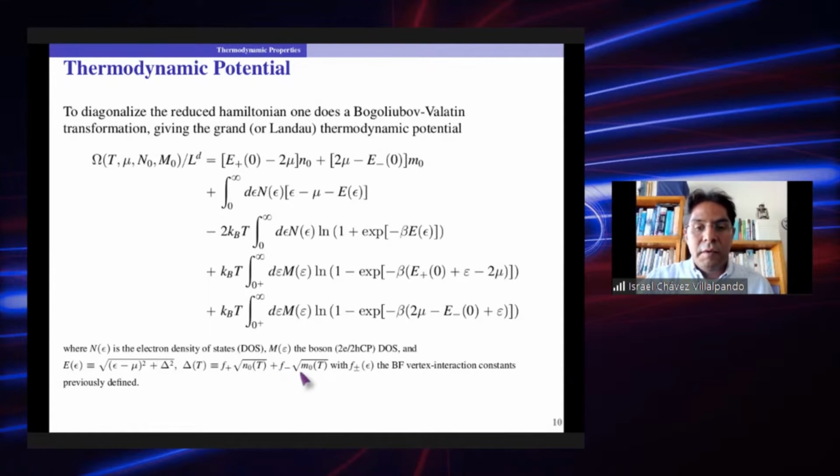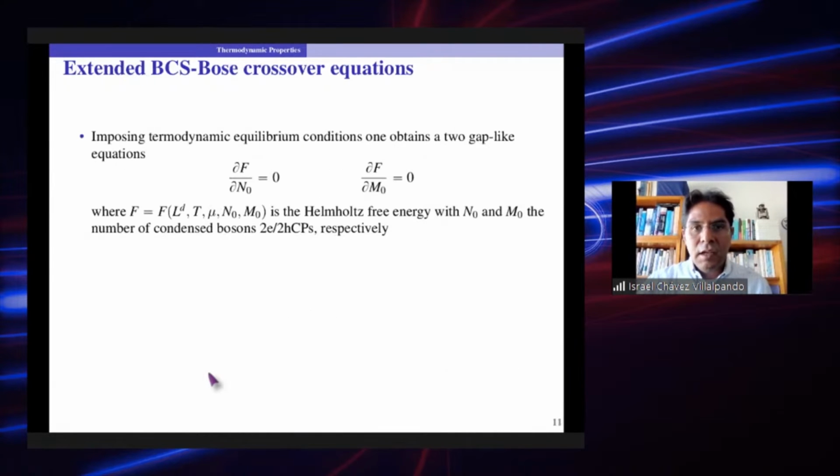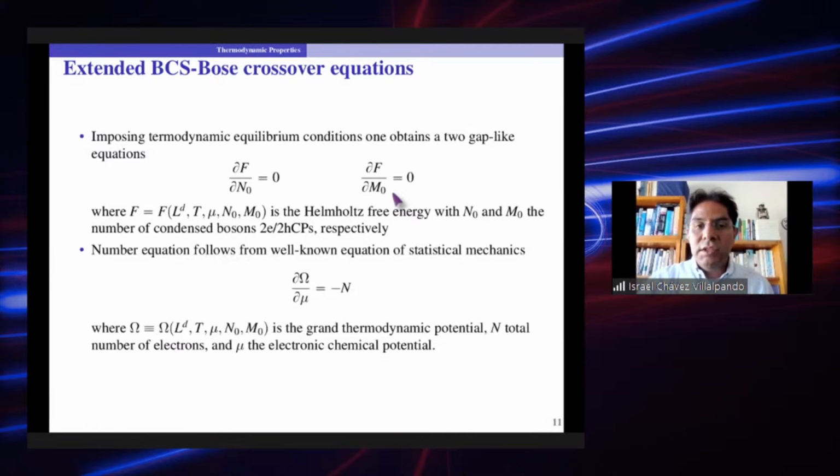From here, one can obtain thermodynamic properties. The more important aspect here is the excitation energies, but the energy gap, as defined in this boson-fermion model, is the square root of the number density of two electron Cooper pairs plus the square root of the number density of two hole Cooper pairs. So this is a key in this boson-fermion model.